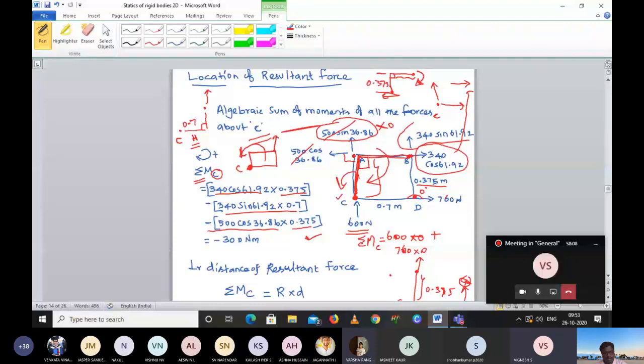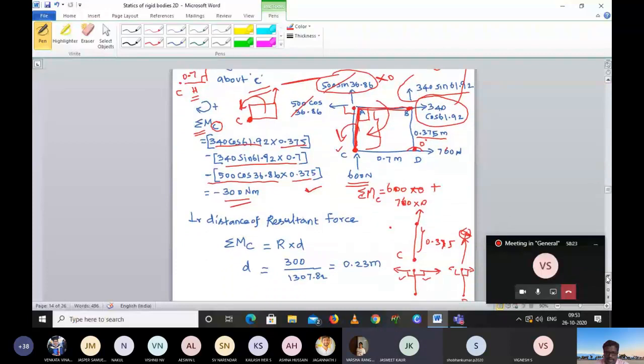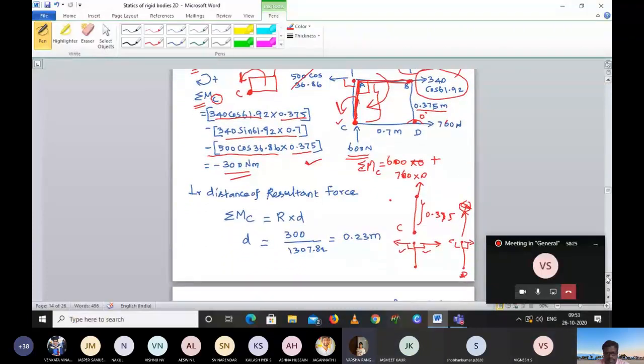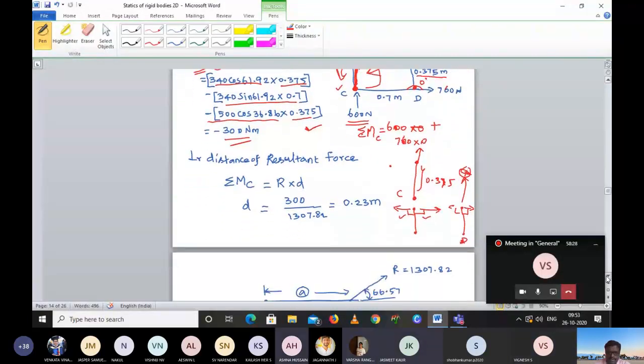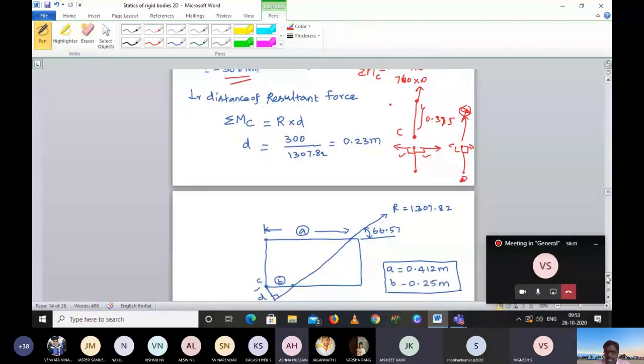No doubt, sir. So at last, sir, what answer did we get? 300 Newton meter. Okay, yes sir. This is the thing. I am explaining step by step. If you are not listening carefully, then it will create a problem. After that, we have calculated the moment, and then the distance. This is very important. I told you, you have to calculate the distance A and then B, similar to the previous thing.